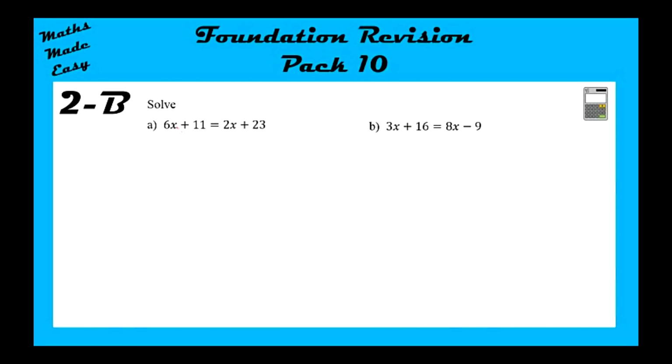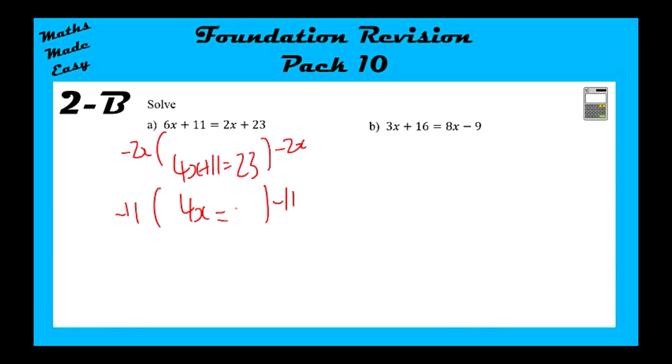Question 2b, if you found any of that difficult, we're going to take 2x from both sides. On this side we'd be left with 4x plus 11, and on this side 23. Then we'll subtract 11 from both sides, so we're left with 4x equals 12, and then finally divide both sides by 4. And you're left with x equals 3, which is the answer.